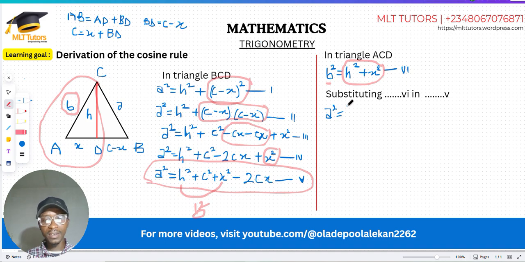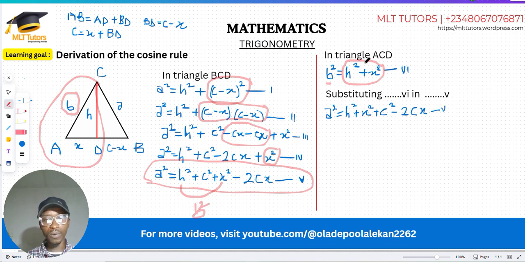Then let's rewrite equation 5. So we have h squared plus x squared plus c squared minus 2cx. This is equation 5.